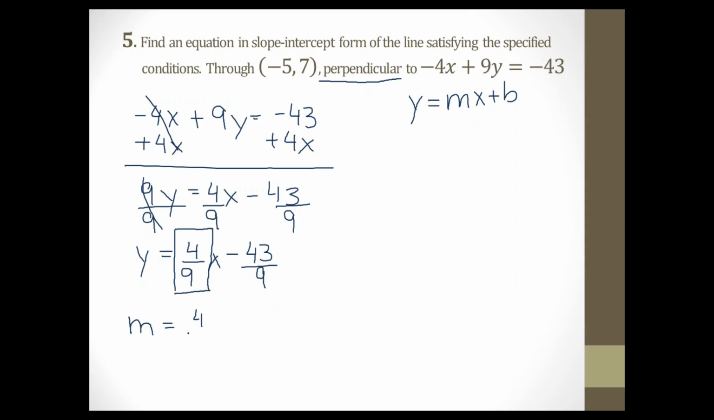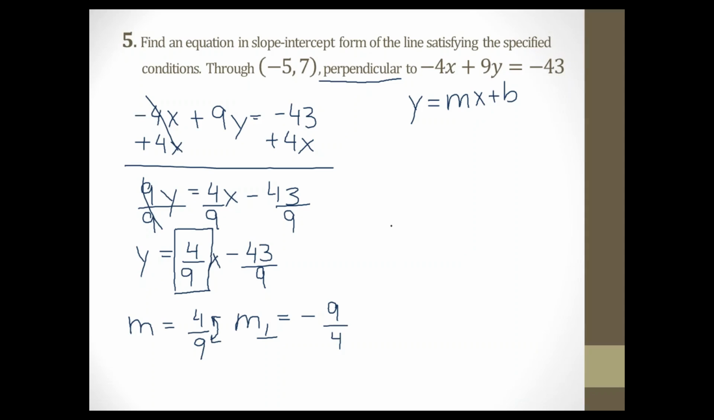So our slope would be 4 over 9, but now the instructions say perpendicular, so the perpendicular slope of this line would be the opposite, which means if this one is positive, then the opposite would be negative, and the reciprocal, which means these two numbers are just flipped upside down.